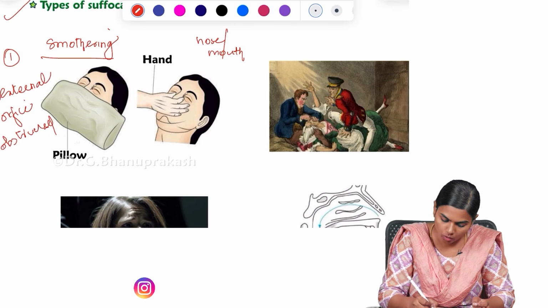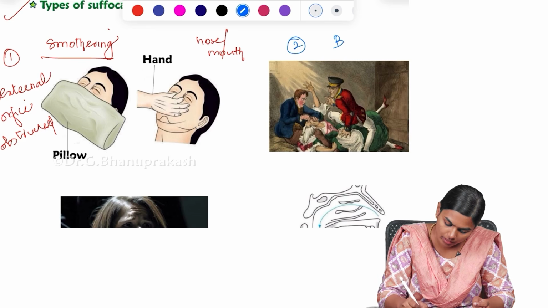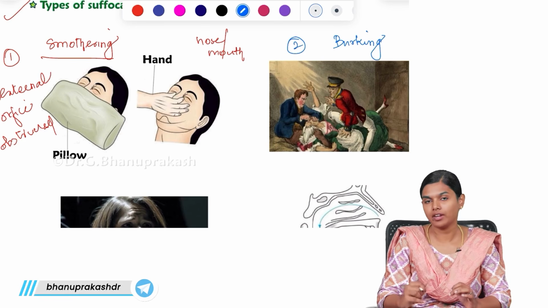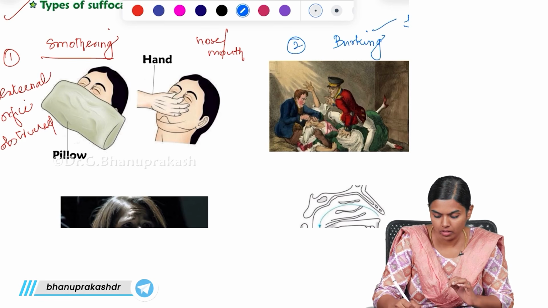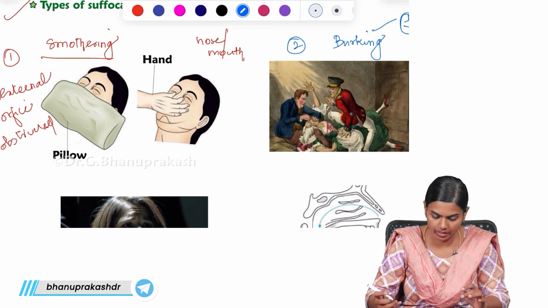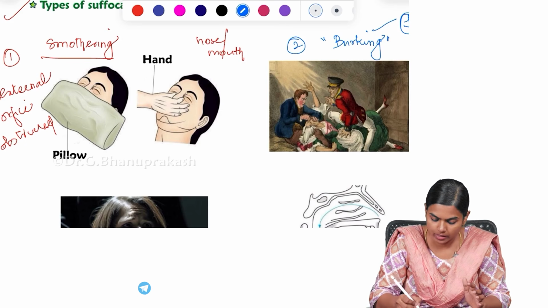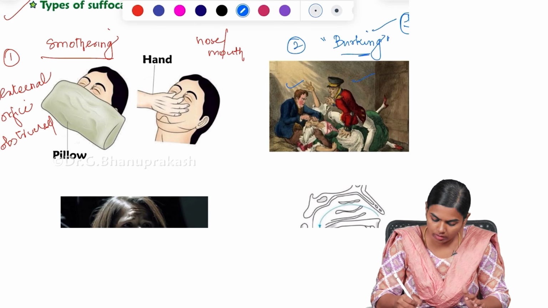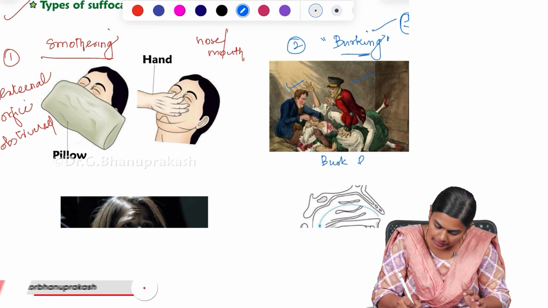Then up next what we have is burking. So, burking, it is a very, very famous name. So, burking also they will ask you, what is burking? Which subtype will it come under? So, what happens is that with burking, these two are known as the Burke brothers.